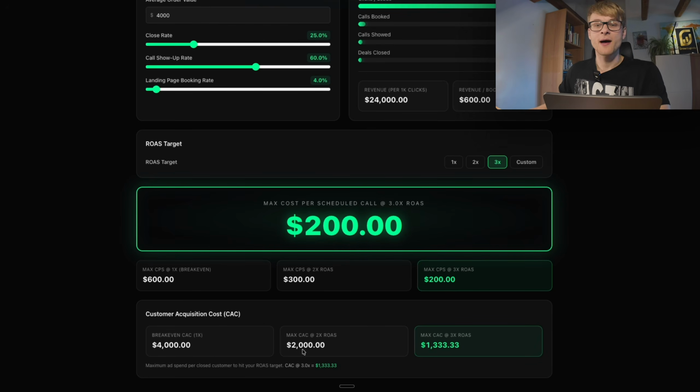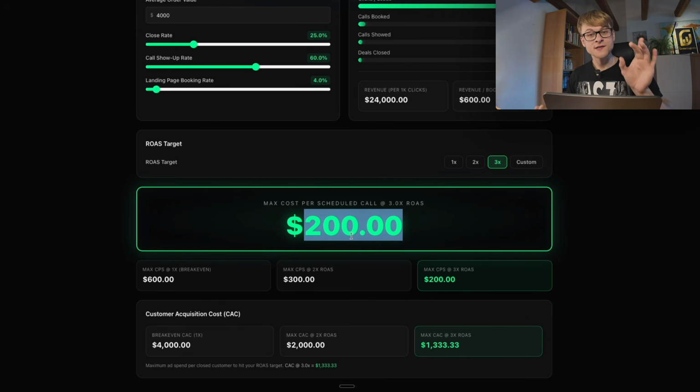That tells me that my max customer acquisition cost to run on a 2x ROAS is $2,000, and on a 3x ROAS is $1,333. Now, remember this number here, $1,333, and over here, $200 cost per scheduled call. And here's now exactly how we use those KPIs to scale or kill our ad sets.